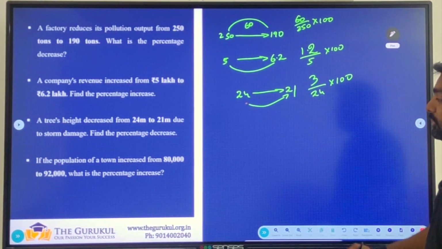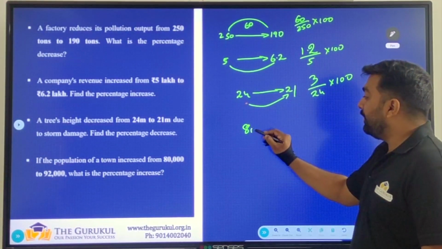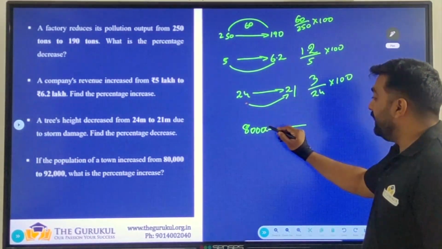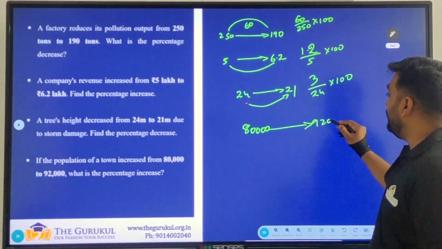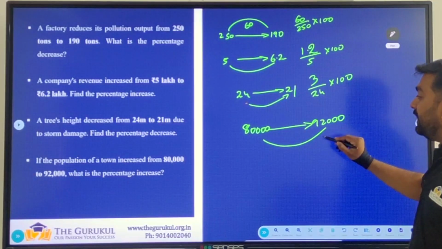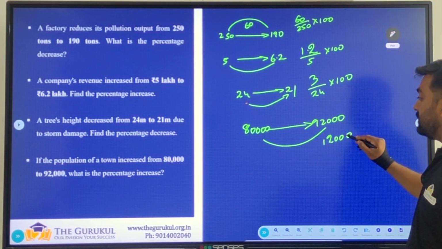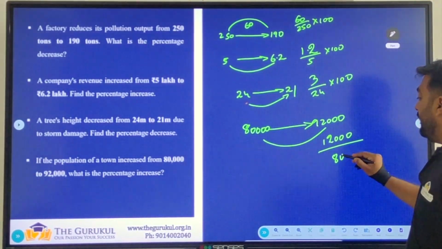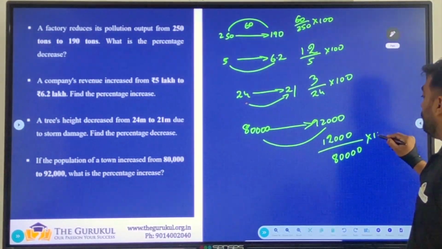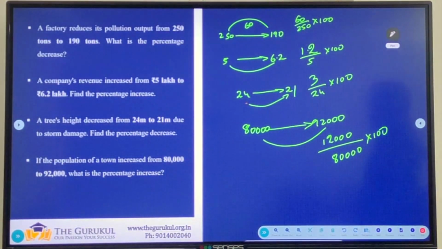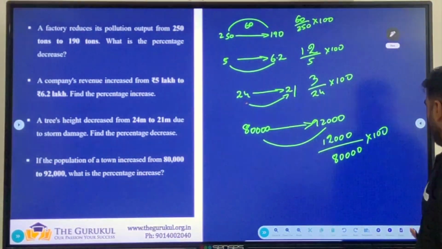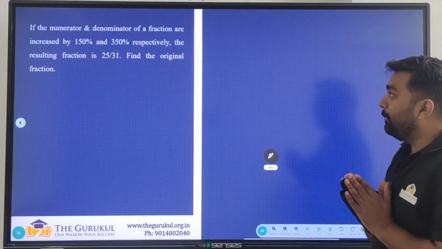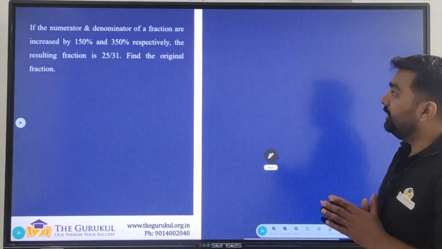If the population of the town increased from 80,000 to 92,000, there is an increase of 12,000. On 80,000, we want percentage multiplied with 100. Clear? So enough of practice. Let's look at the problems one by one. So let's look at the first one.